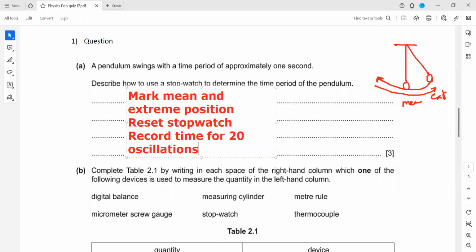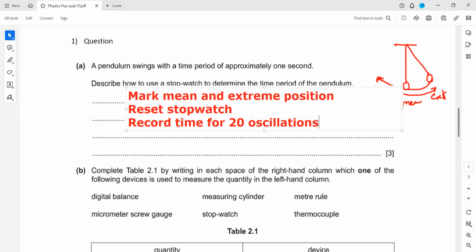It's the same thing. So we'll record the time for 20 oscillations, like we'll know how much time it will take for 20 vibrations. And then the time period will be the total time divided by number of oscillations. So in this case, the number of oscillations are 20. So that will be divided by 20.